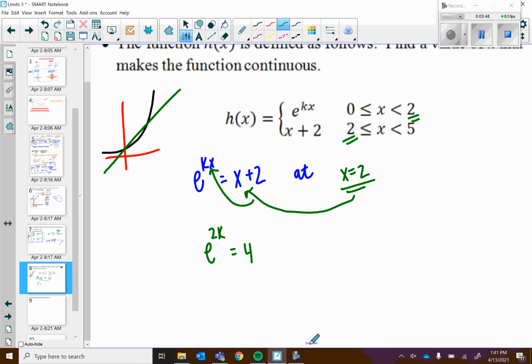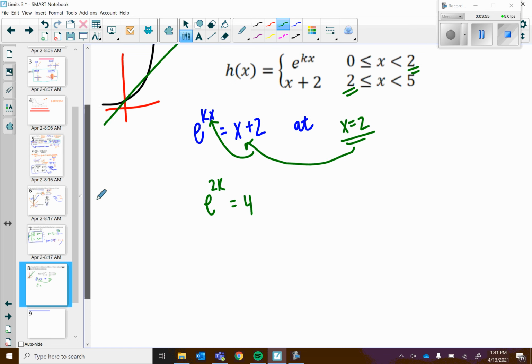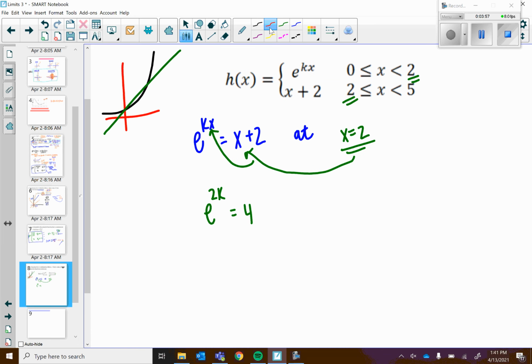And now we have to solve this. But don't stress out. It's not as hard as it looks. This is an exponential function. Remember, we need to get rid of that exponential. So I'm going to take the natural log of both sides. On the left here, the natural log of e to the 2k, well, we cancel out these pieces and we're just left with the exponents. 2k is equal to the natural log of 4.